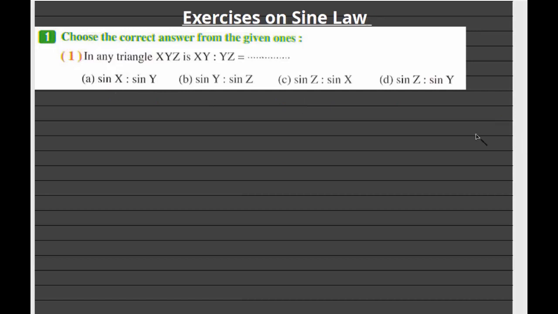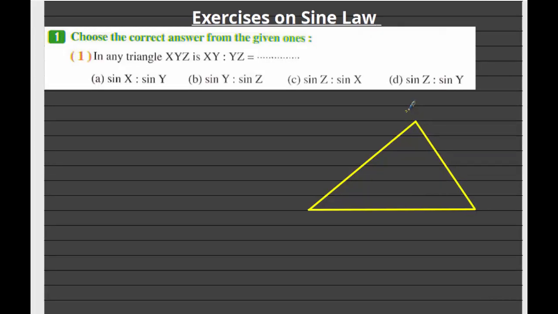First we'll draw the triangle XYZ. So we'll denote the length of YZ by the symbol small x, and here is Y, Z.